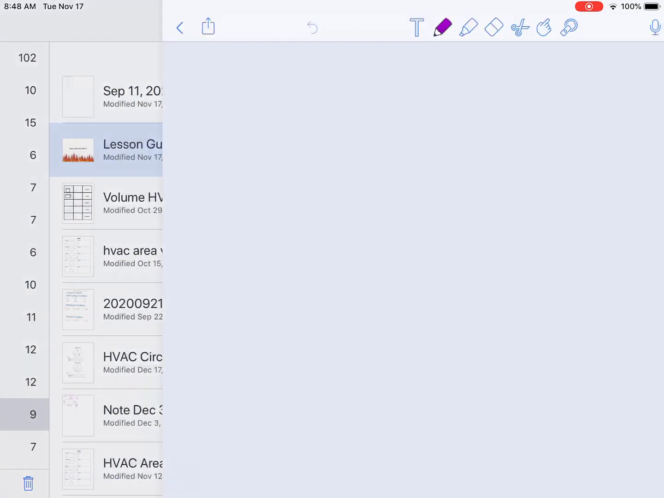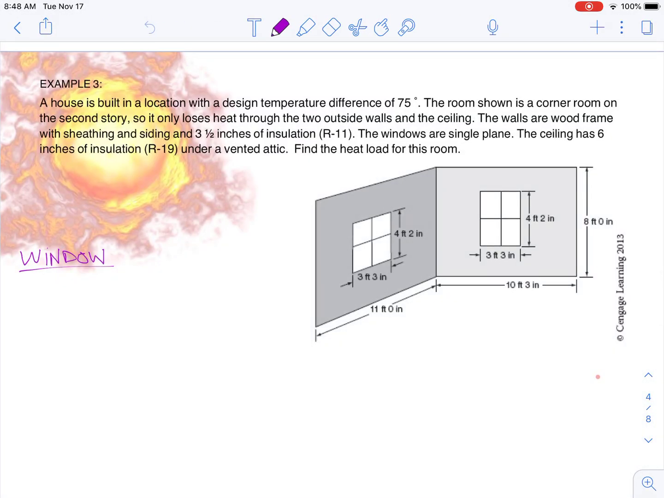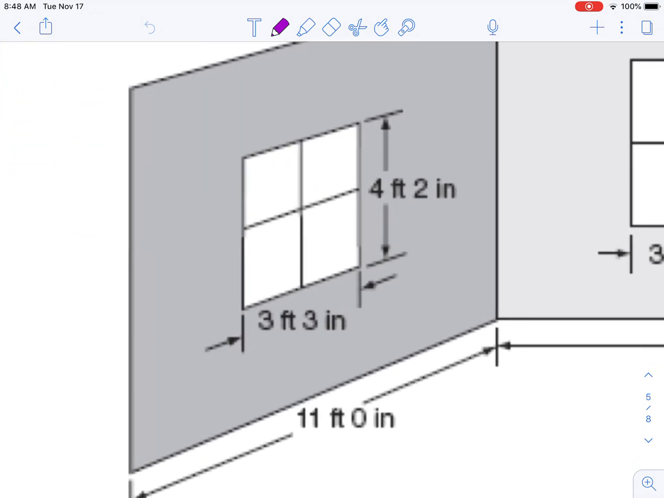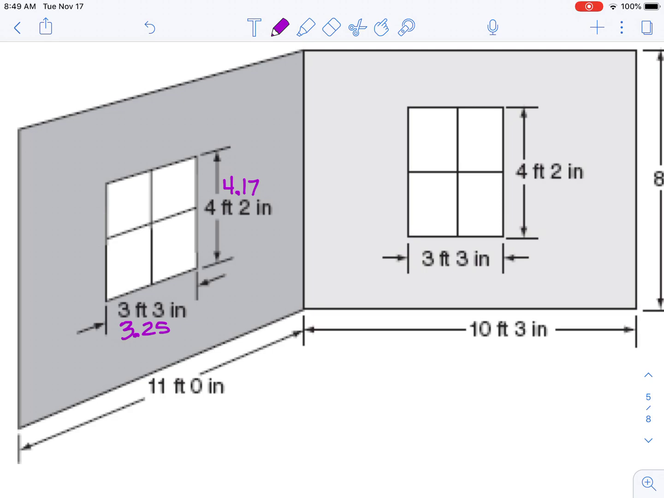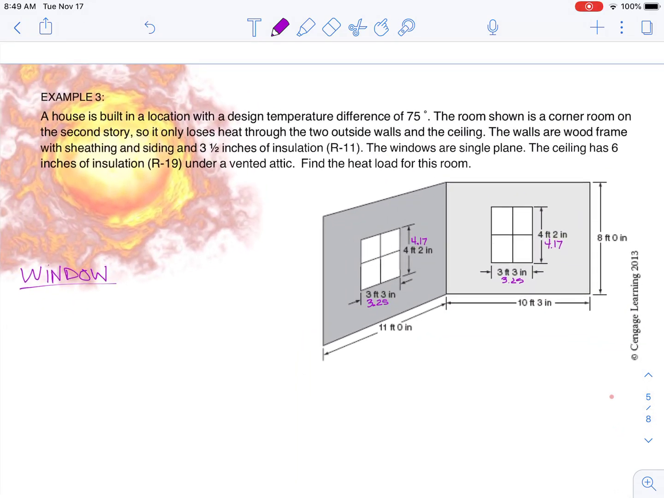So if we're looking at our problem here, 3 feet 3 inches, using that little cheat sheet, this would be 3.25. And 4 feet 2 inches would be 4.17. And the same thing over here. These windows would be the same size. That little cheat sheet helps us because we don't have to do those calculations over and over again.